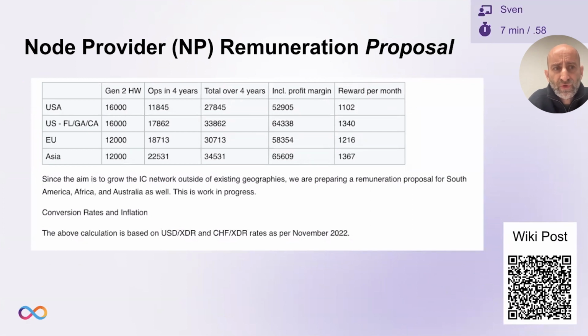Here you see the rewards table for new node providers for the US in Florida, the EU and Asia. Those are estimates based on hardware quotes that we have received, as well as estimates for operational expenses taking into account the inflation. So for example, if you take the second line with US Florida, you will see that the hardware cost is estimated at about 16,000 XDR, which is roughly $20,000 US for a node. Operational expenses are slightly higher, and that translates, if you calculate it upwards, to about 64,000 XDRs over 4 years, and per month 1,300 XDRs, which is roughly $1,700 US.